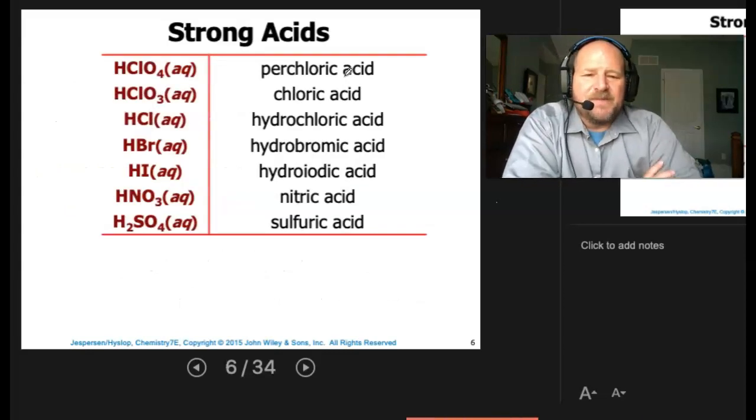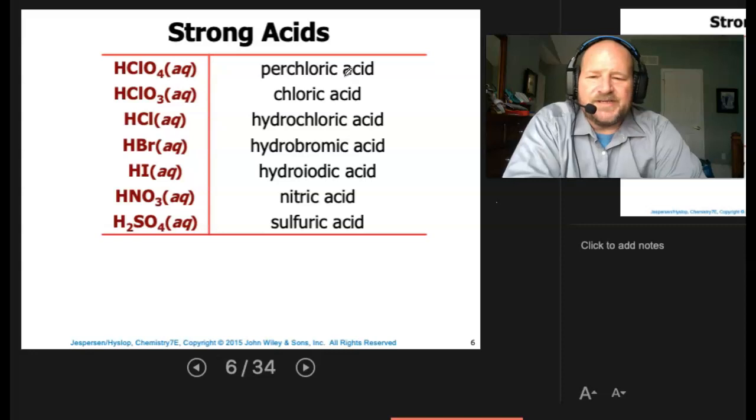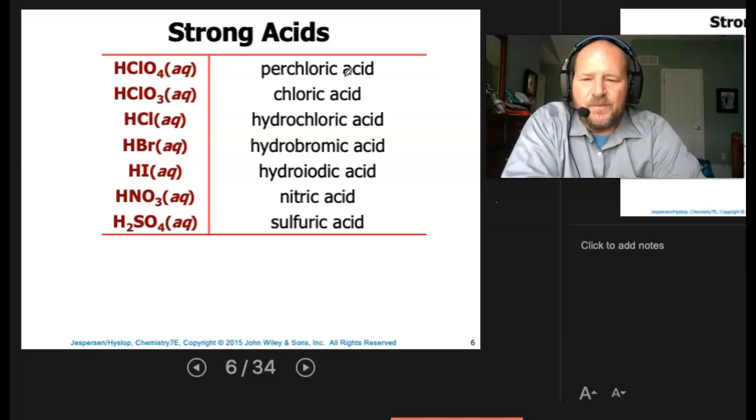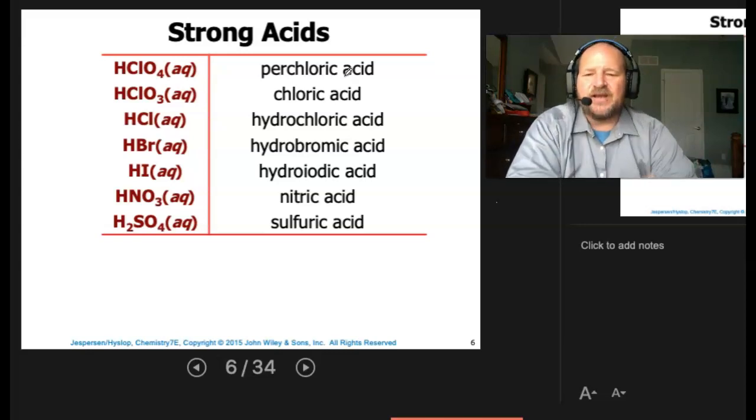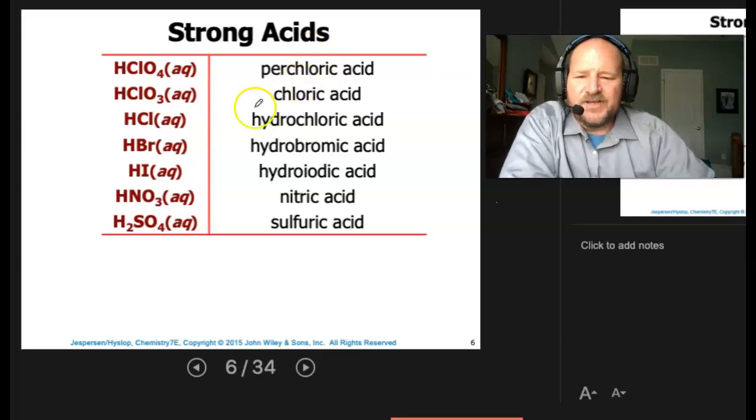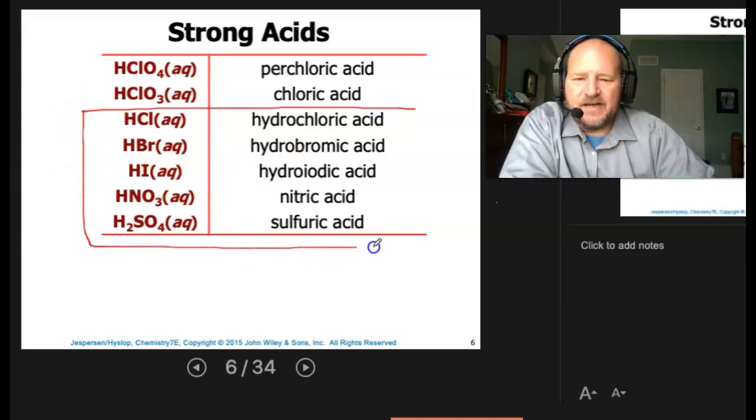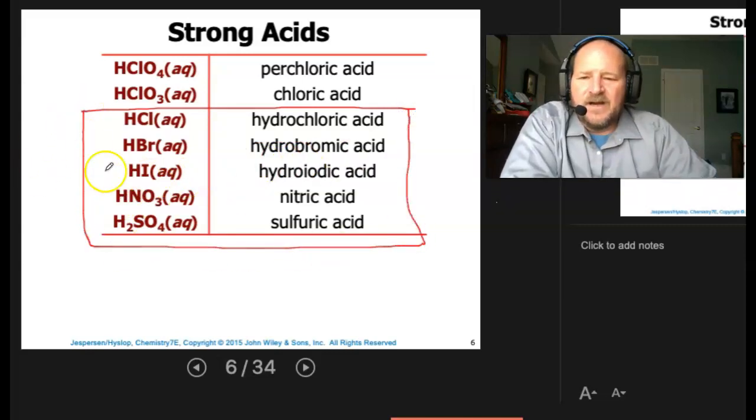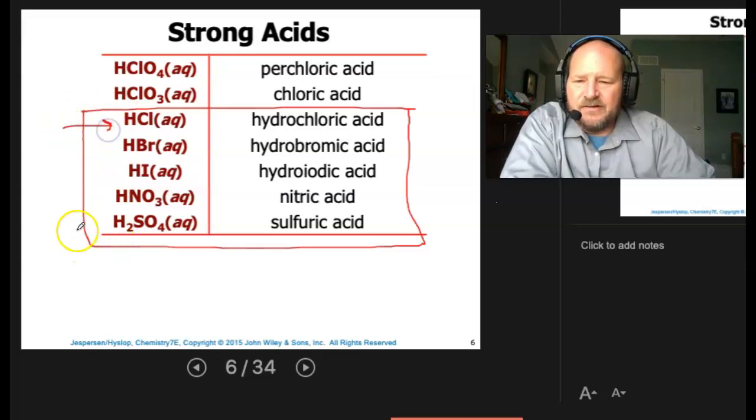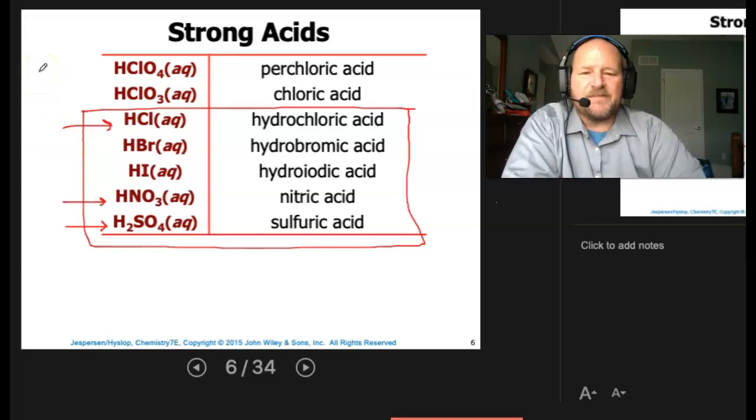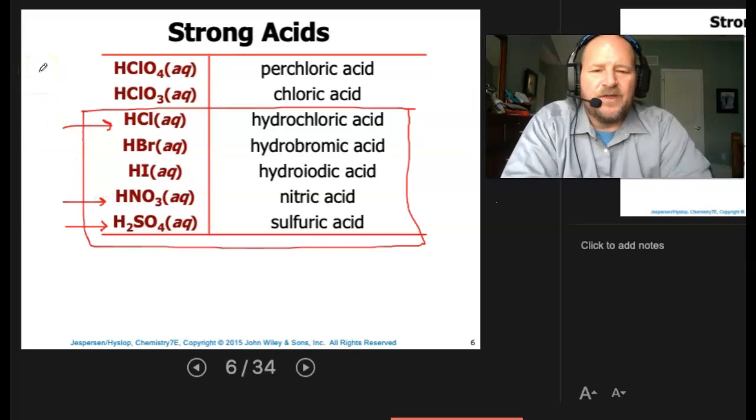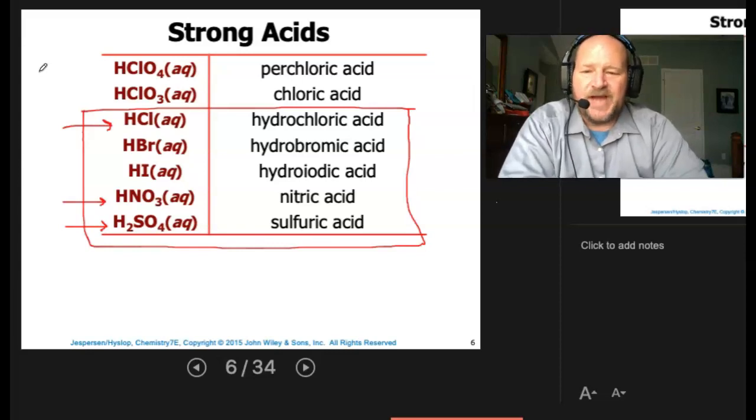All right, you do need to memorize your strong acids. So this is your list. We have perchloric acid, chloric acid, hydrochloric acid, hydrobromic, hydroiodic, nitric, and sulfuric. Unfortunately, you definitely want to know them. Call them the power 5, which are these guys. So the HCl, the H2SO4, and the HNO3 are common strong acids in a lot of manufacturing processes. So you really want to know for sure those three with no doubt.